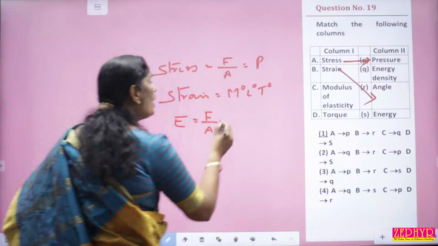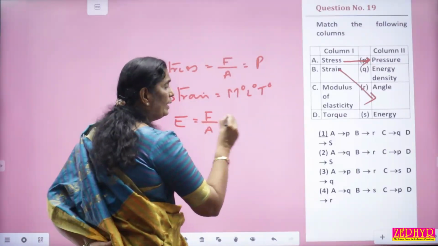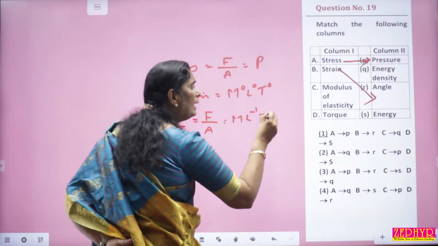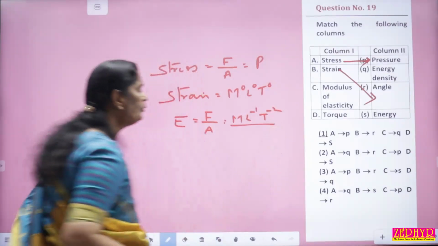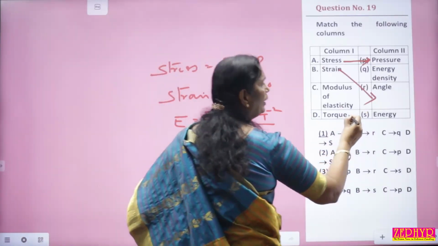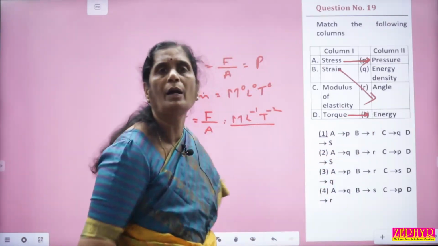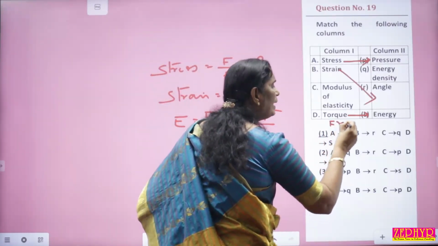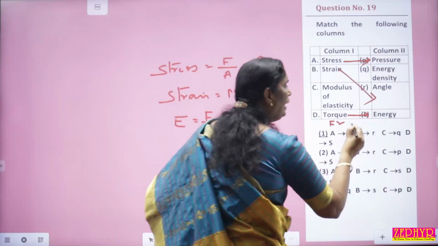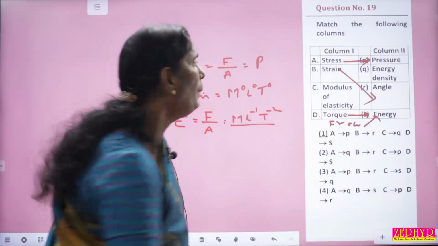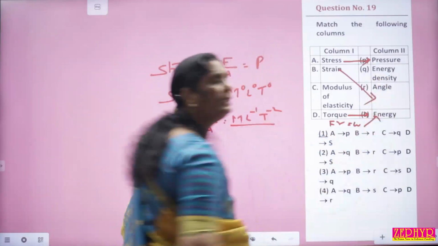Okay. What is modulus of elasticity? M L raised to minus 1, T raised to minus 2. That is the force per unit area. Can it match with torque? We know that torque is force into distance, which is work, and work is energy. So torque is energy. In the left-out choices there is energy density.